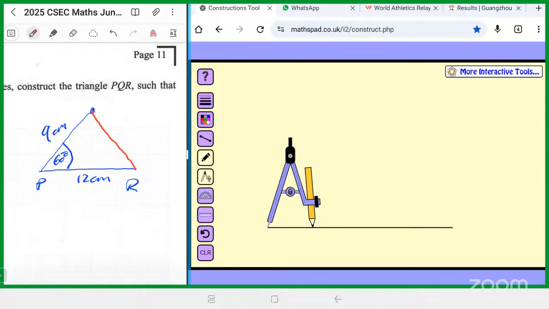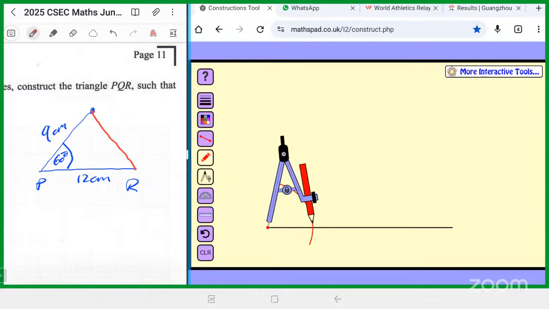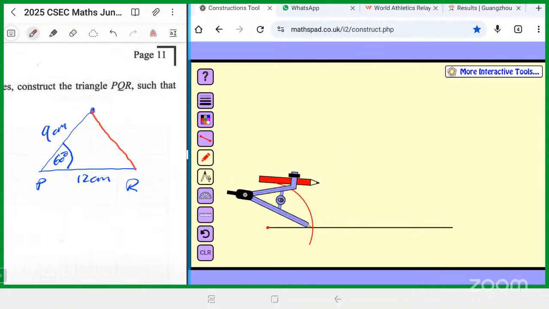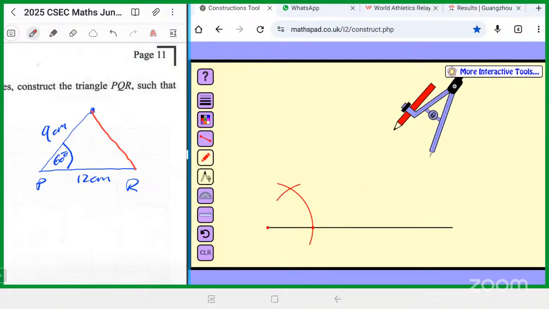So when I lock the compass, let's change the color to show the construction lines. Only need 2 arcs for 60 degrees. That's the first part. There's the point here. Without changing the angle on the compass, rotate over, cross that one. That's going to be 60 degrees. So I'm going to draw a line through here.